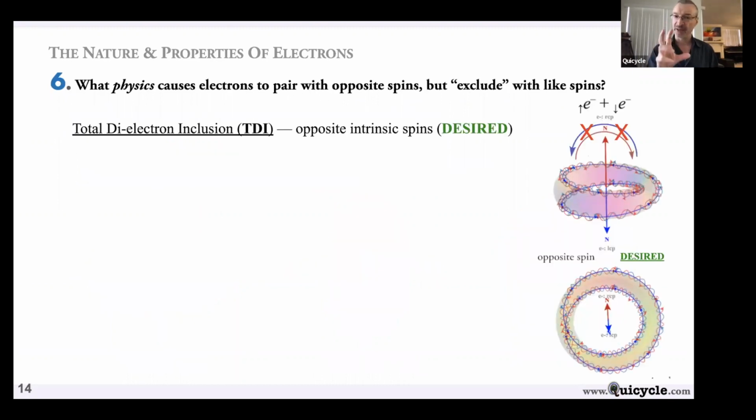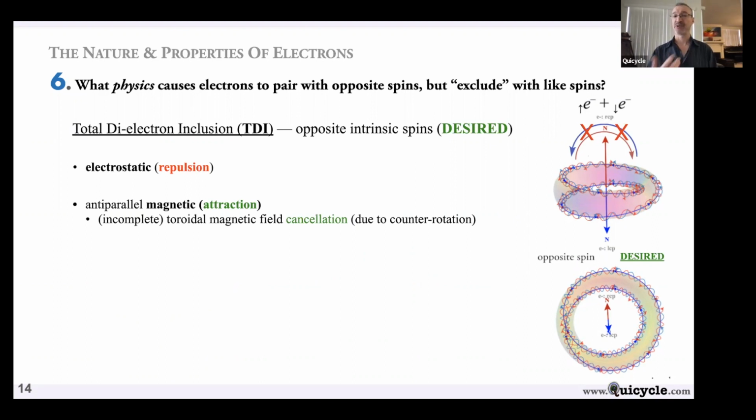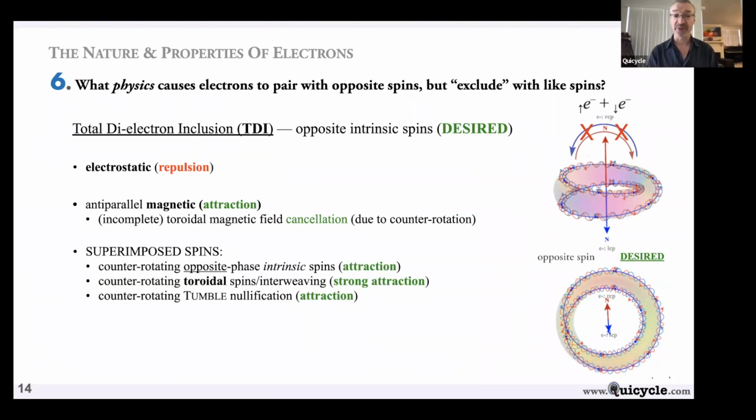So let's take a look at the case of inclusion versus exclusion in this light. When you superimpose two electrons with opposite spins, they still have electrostatic repulsion, but because of the anti-parallel magnetic alignment, they have a strong magnetic attraction, and their spins are obviously highly favorable, all three components of spin being highly attractive. So that creates a very stable condition.